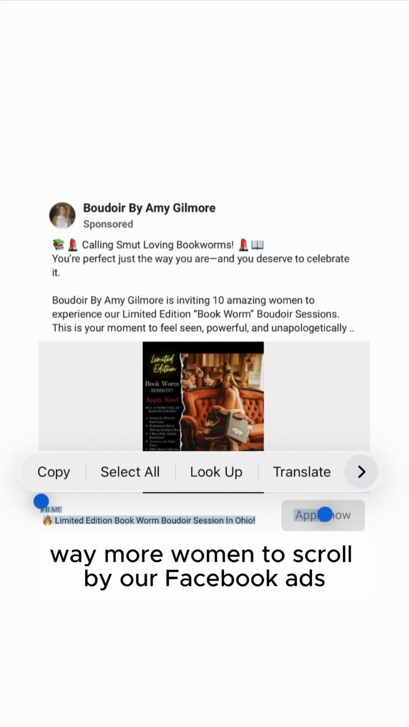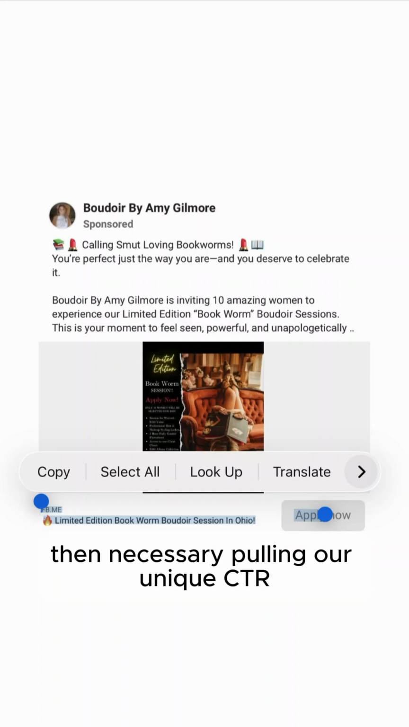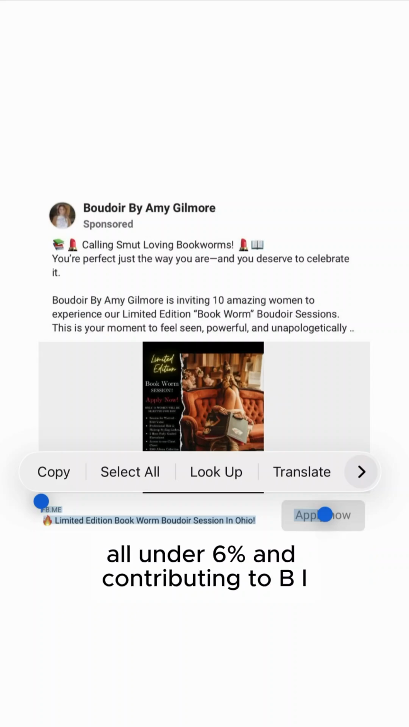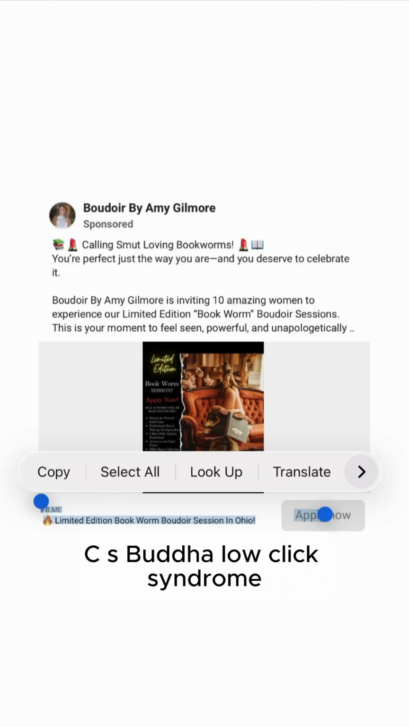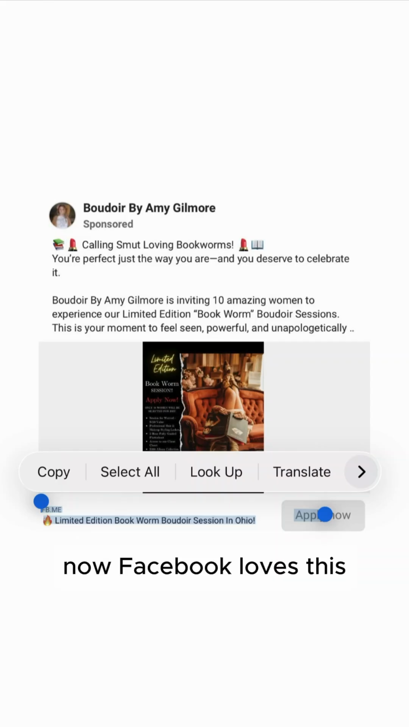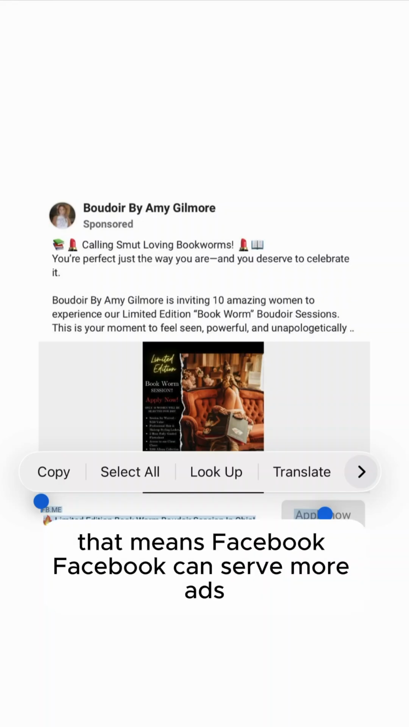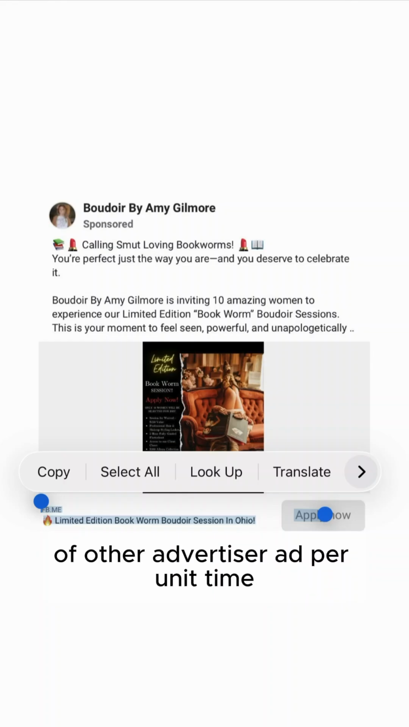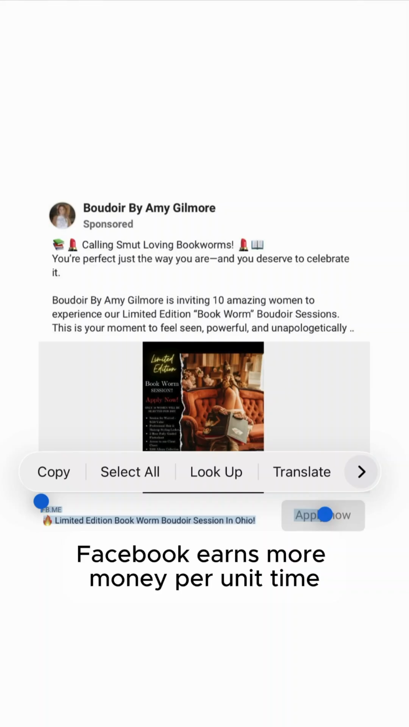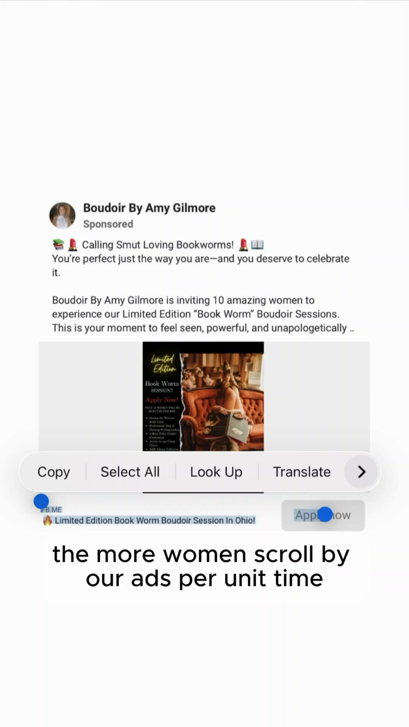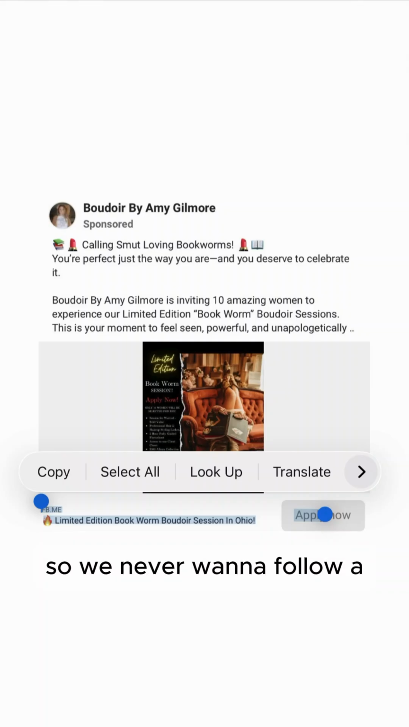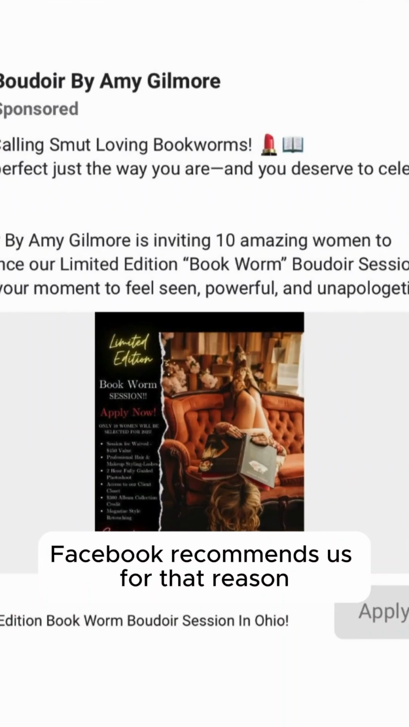It causes way, way, way more women to scroll by our Facebook ads than necessary, pulling our unique CTR under 6% and contributing to BLCS, Boudoir low click syndrome. Now, Facebook loves this because the more women that scroll by our ad per unit time, that means Facebook can serve more impressions of other advertisers' ads per unit time. Facebook earns more money per unit time the more women scroll by our ads. So we never want to follow what Facebook recommends for that reason.